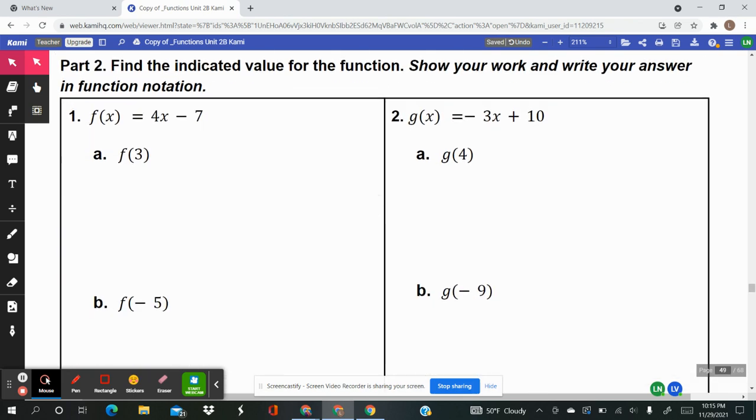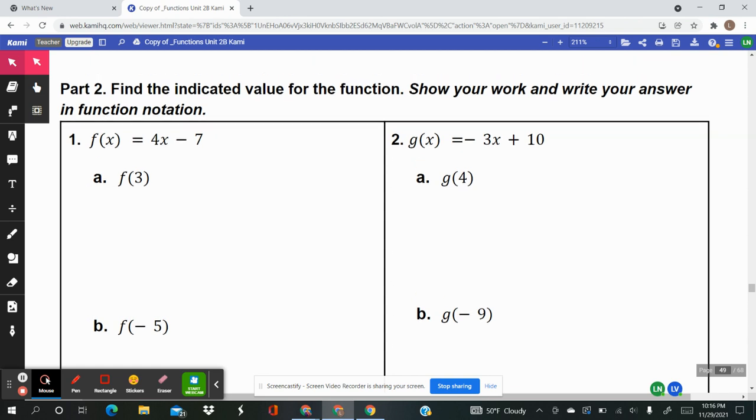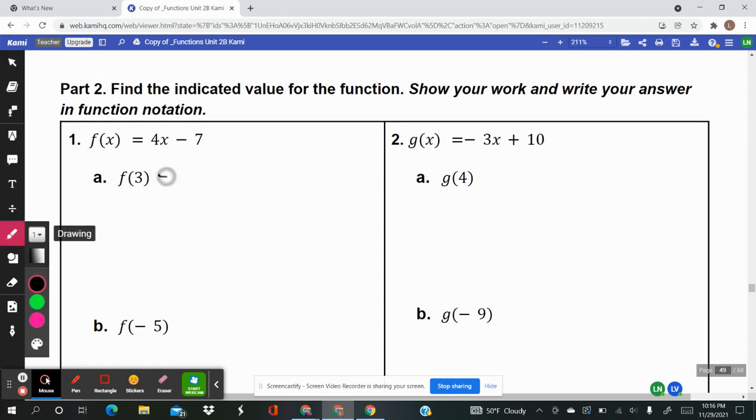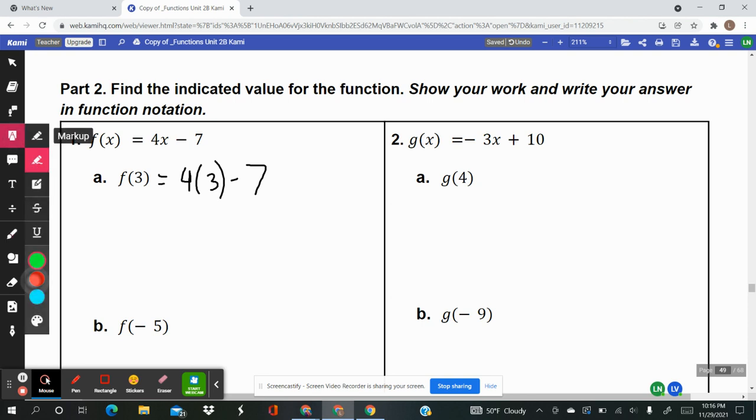All right, part 2. We're going to find the indicated value for the function, show our work, and write our answer in function notation. So we have f of x equals 4x minus 7, f of 3. So that just means that I'm going to write this as f of 3 equals 4 times 3 minus 7. All this is telling me is that instead of writing an x, I'm going to replace that with a 3.